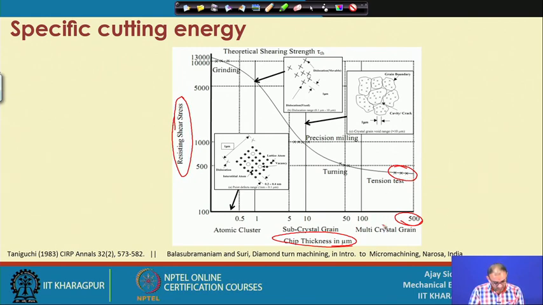If you go to the downside, that is, if you reduce your uncut chip thickness, then the next operations come, the turning operation and milling operation, where our chip thickness is about 50 micron or 100 micron or something like that. So, now this is the range. This is the resisting shear stress, that means how much the material will resist when you cut it with a particular uncut chip thickness. Now, if you go down and down to the lower side, then this is called the precision milling operation, that is what we are talking about.